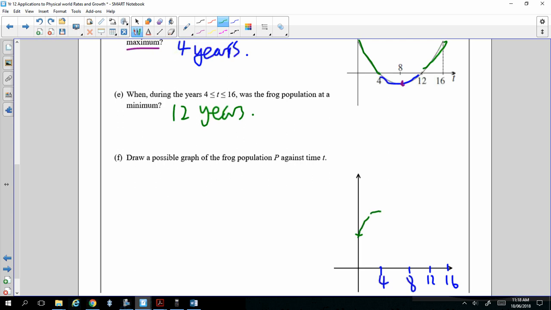And somewhere around 8, that's when it's decreasing most rapidly. There's an inflection point. Right? So there's an inflection point that corresponds to decreasing most rapidly, and then before it starts to go up again. Right?